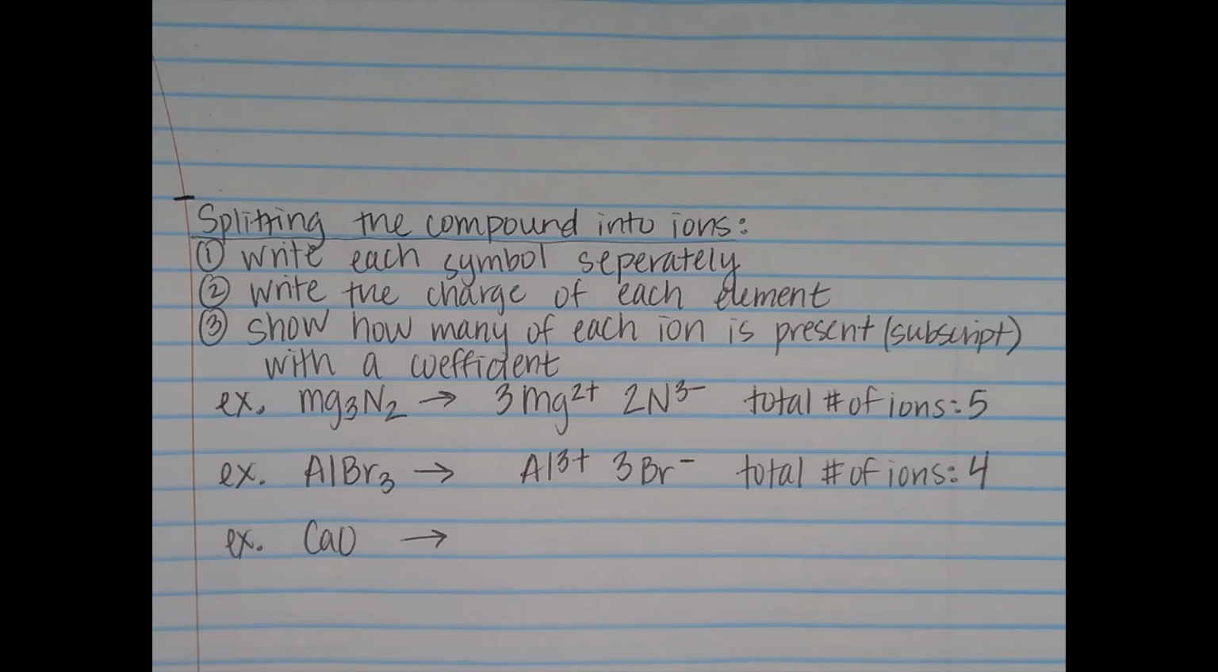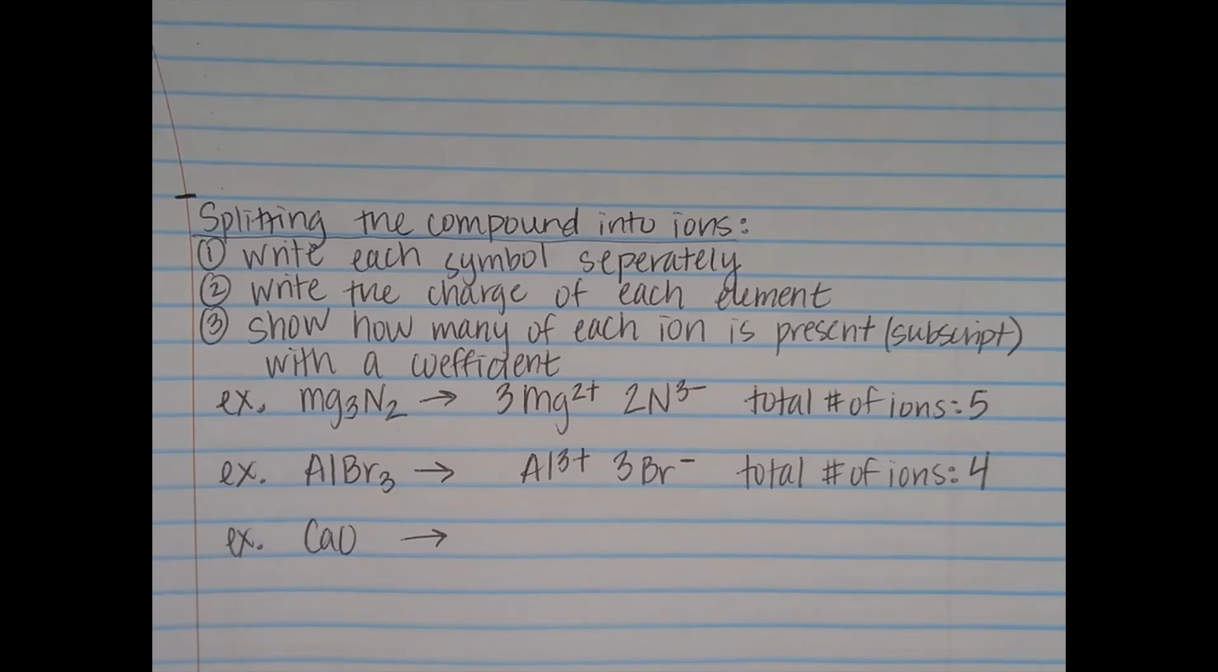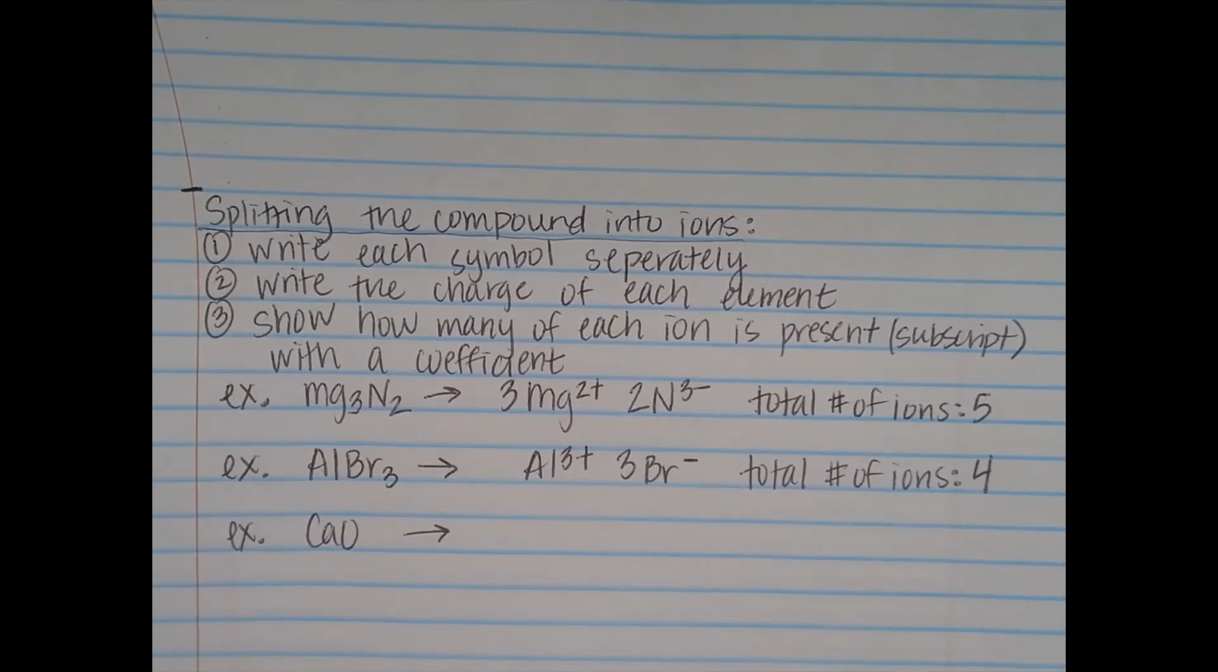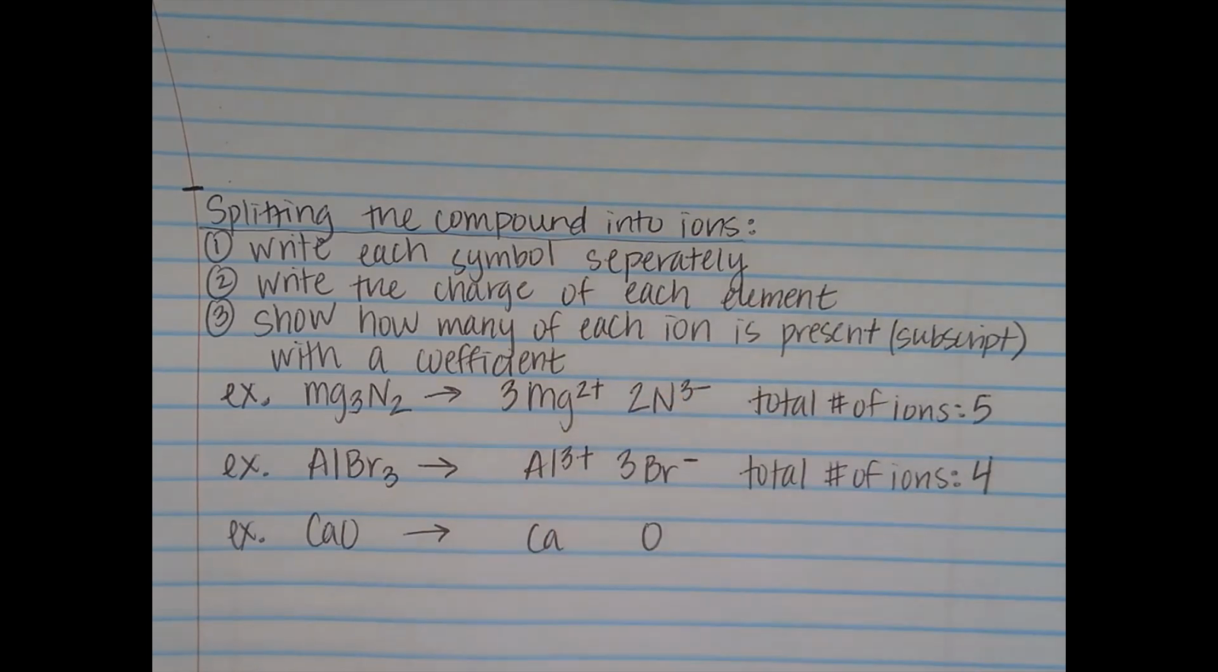So split them up, write your charges, your coefficients, and how many ions are here total. Okay, CaO, step 1, write each symbol separately. Ca for calcium and O for oxygen.